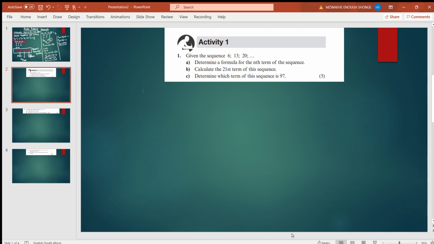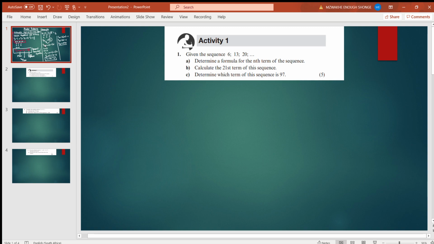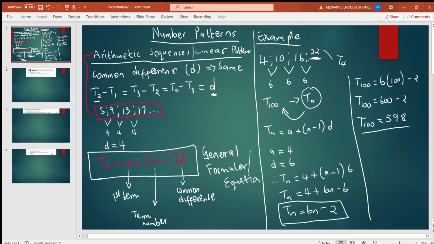Now, in the previous video we spoke about arithmetic sequences, and we said that an arithmetic sequence has a common difference that is the same, that is t2 minus t1 must be equal to t3 minus t2, and it must be equal to t4 minus t3, and so on, and that is equal to d. This is what we discussed, and we showed the general equation through an example.